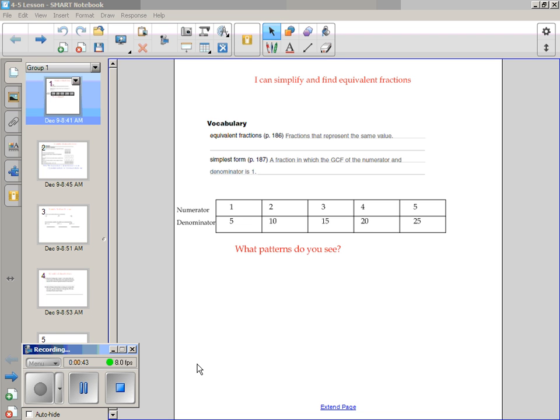Here's the terms that we need to know. Equivalent fractions, and all it means, equivalent means equal. Can we create equal fractions? Fractions that are the same. Their numerators and denominators aren't going to be the same, but they represent the same amount as compared to one whole. Makes sense to everybody.